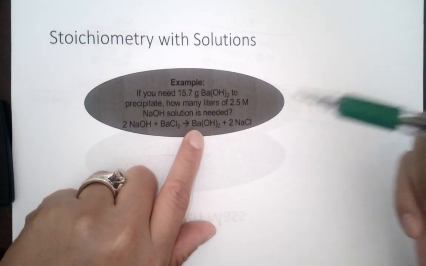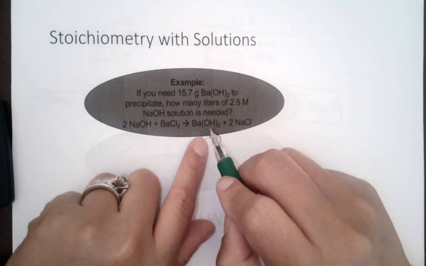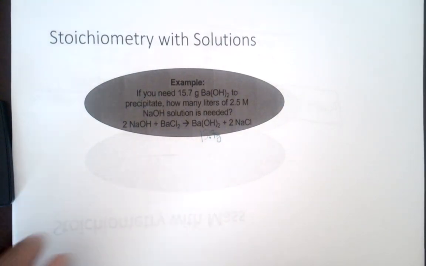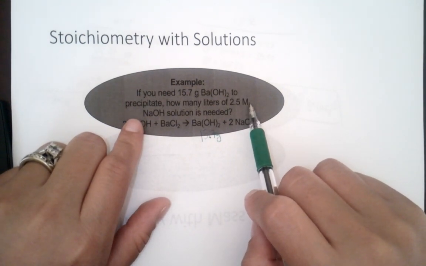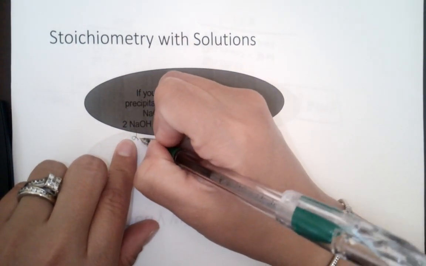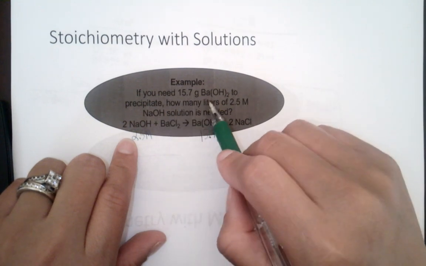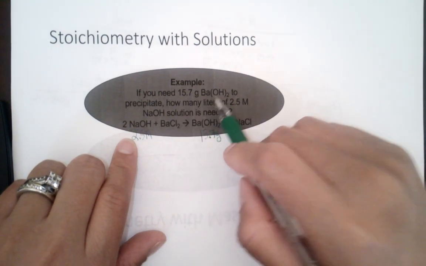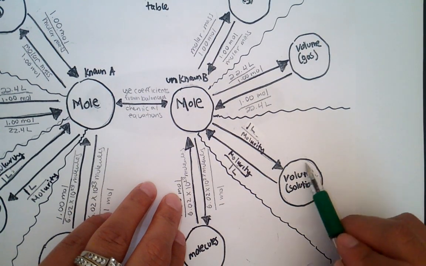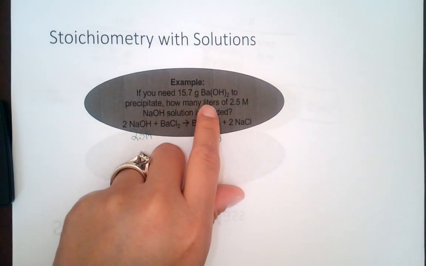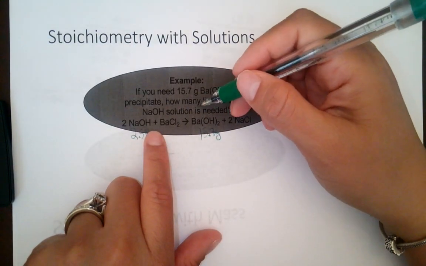Let me use my green pen. We have 15.7 grams of BaOH2 to precipitate how many liters of 2.5 moles of NaOH, so that means that we have 2.5 moles of NaOH solution is needed, meaning that I am trying to figure out the liters. So I'm going to go to volume and liters of solution. That means I'm going to end up here. This is where I am going to end up because that's the question that's asking how many liters of NaOH solution is needed.